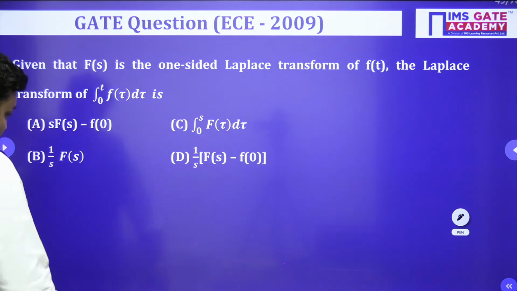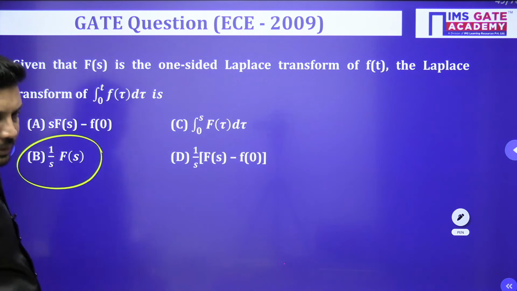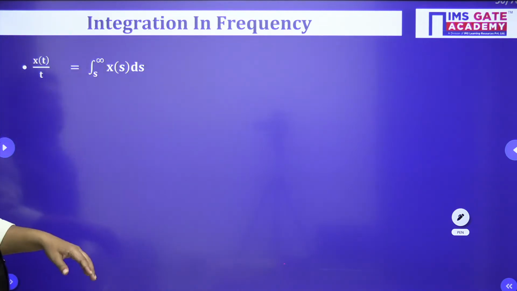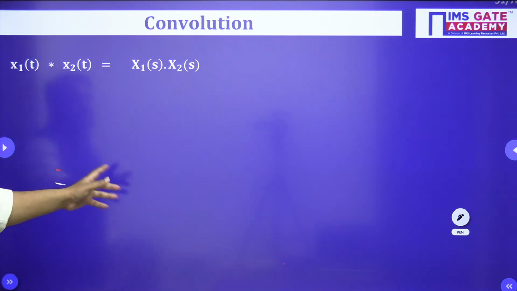चलो बच्चों, what is the answer? The answer is nothing but option B for Bombay. ये प्रॉपर्टी बेस्ड क्वेश्चन, ये प्रॉपर्टी ऑलरेडी डिस्कस्ड.